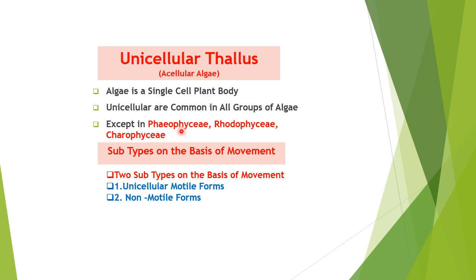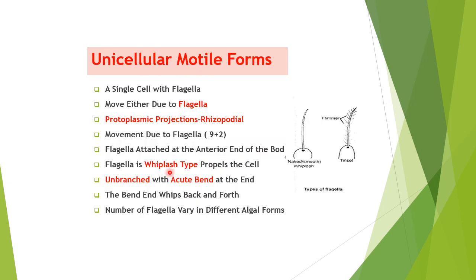Within these, there can be subtypes on the basis of movement. That is, it can be unicellular but motile, or unicellular but non-motile. So we'll see unicellular motile forms. It is basically a single cell with a flagellum, because the movement can be with the flagella. Movement is either due to flagella, or due to other protoplasmic projections which you name rhizopodia or rhizopodial projections.